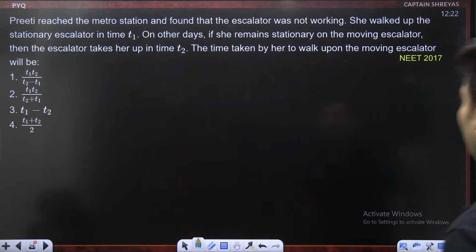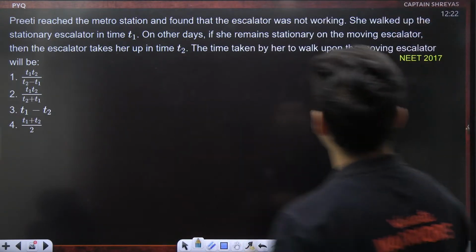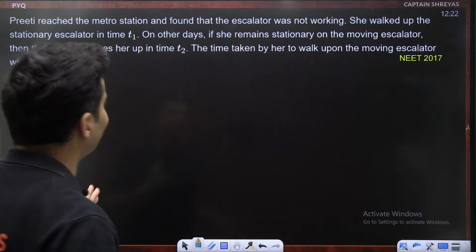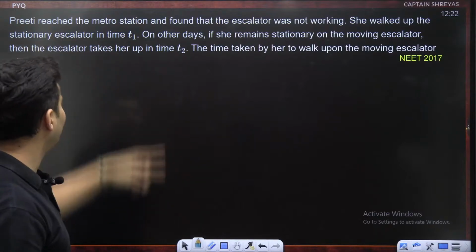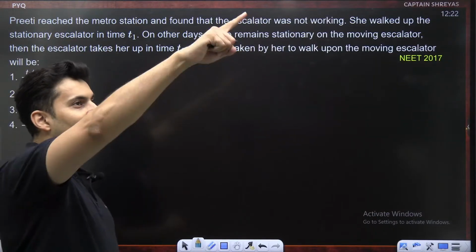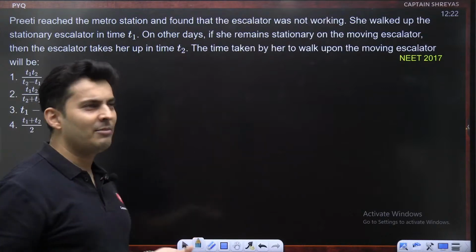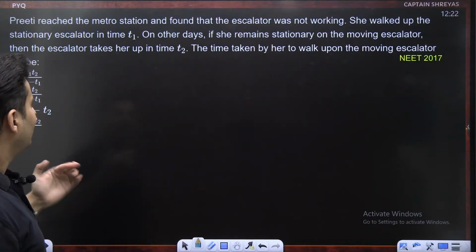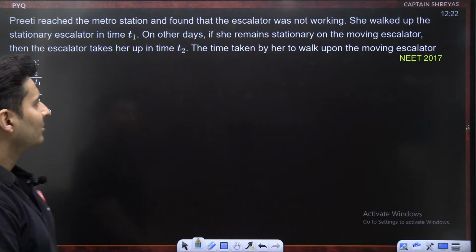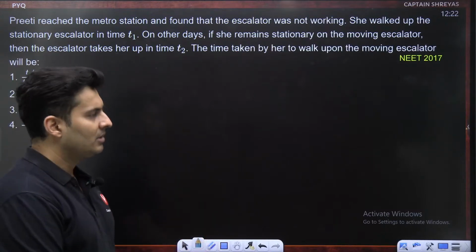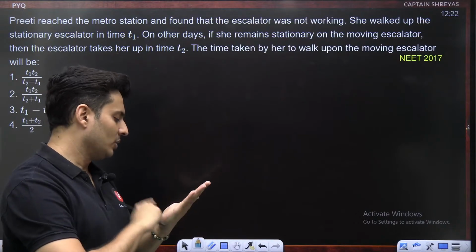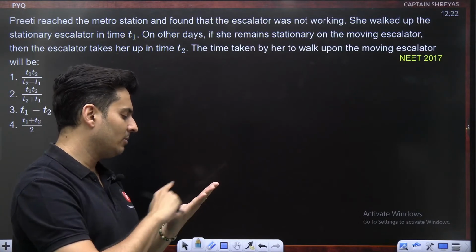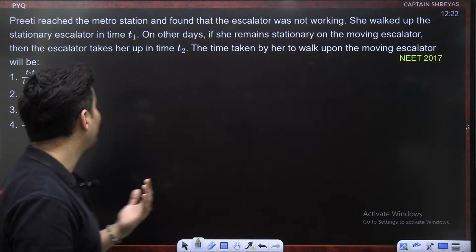Amazing, and an escalator is also there. Very hi-fi. But oh my God, it was not working. Sorry, guys, some problem was there. She walked the stationary escalator one time. The escalator was not working, so she just climbed up, and you might have done this. On the other day, when the escalator is working, she will just stand looking at reels on the mobile as the escalator goes up. She's just scrolling reels and she reaches the top.